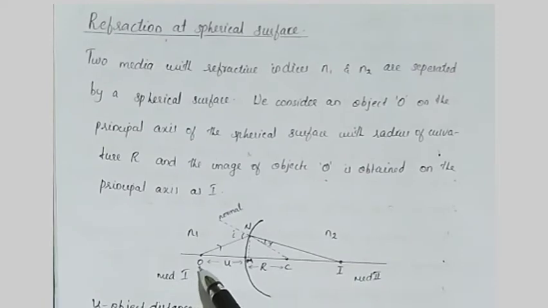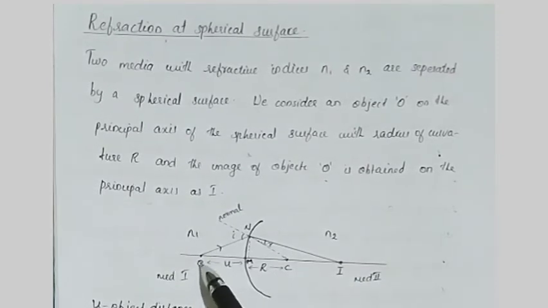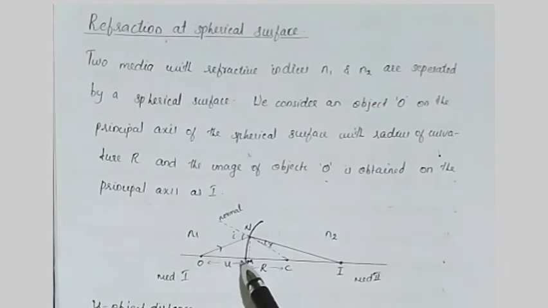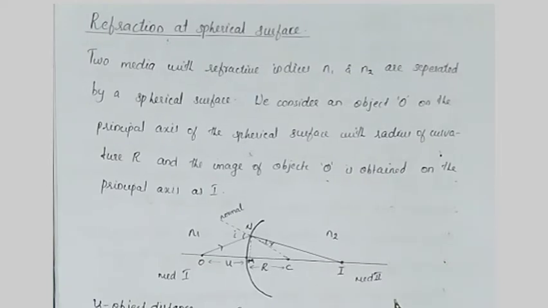Now we are placing the object on the principal axis at a distance u from the pole of the spherical surface, and the light ray is incident on the spherical surface and undergoes refraction, and we obtain the image on the principal axis itself in the other medium. So this is the case that we are considering.